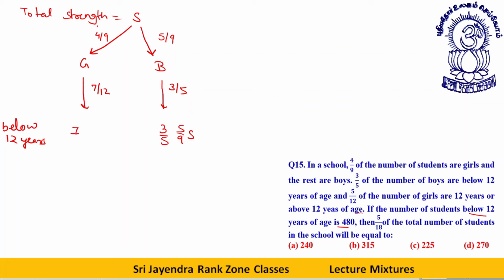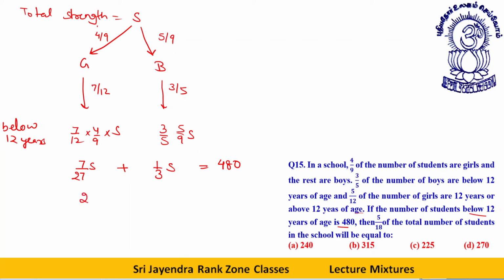So I can say 7/12 of 4/9 s. Now whatever you can cancel, just cancel. This becomes 4/12, 7/27 s. So that is 7/20 s plus 1/3 s. This is given to you, my dear students, as 480.